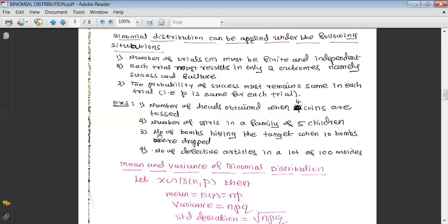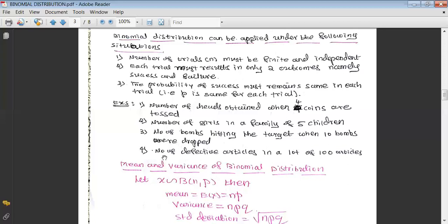Similarly, the third one is the number of bombs hitting the target when 10 bombs are dropped. How many bombs are dropped? 10. That is finite. Any bomb has only two options: it may hit the target or it may miss the target. If it hits, that is called success. If it misses, that is called failure. Again, every trial has only two outcomes. When all the bombs are dropped from the same height, the probability of hitting the target remains the same for all 10 bombs. That's why the third condition is also fulfilled.